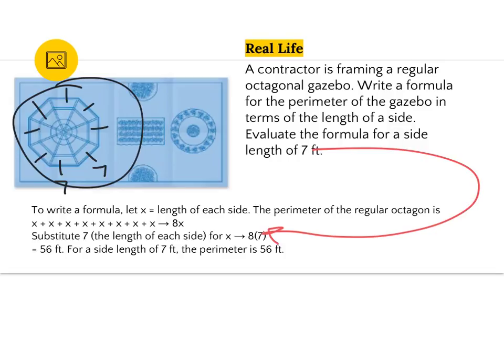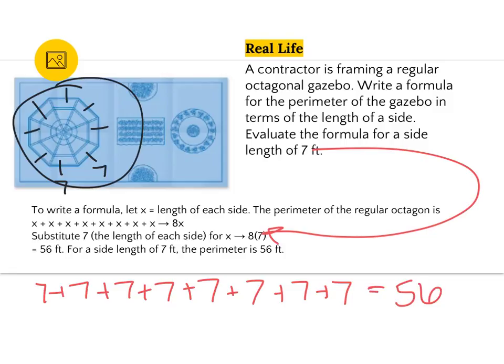If you want to go the long way, we also could have done 7 plus 7 plus 7 plus 7 plus 7 plus 7, 1, 2, 3, 4, 5, 6, plus 7 plus 7. And 1, 2, 3, 4, 5, 6, 7, 8. That would also give us 56, but ain't nobody got time for that. So we are going to multiply the side length by the number of sides, which is 8. And that gives us a 56-foot perimeter.